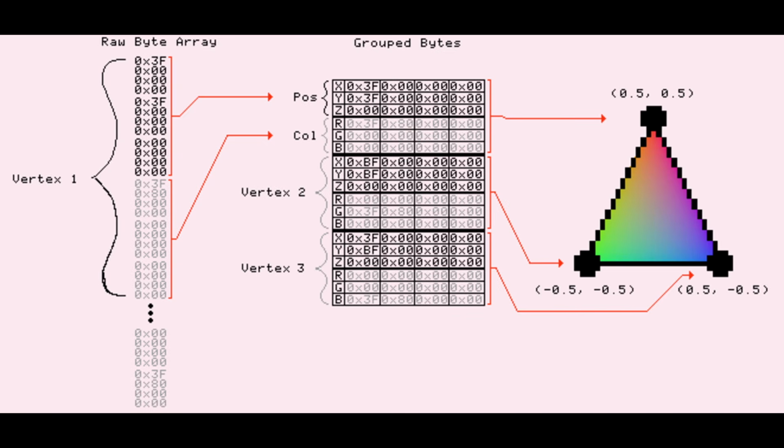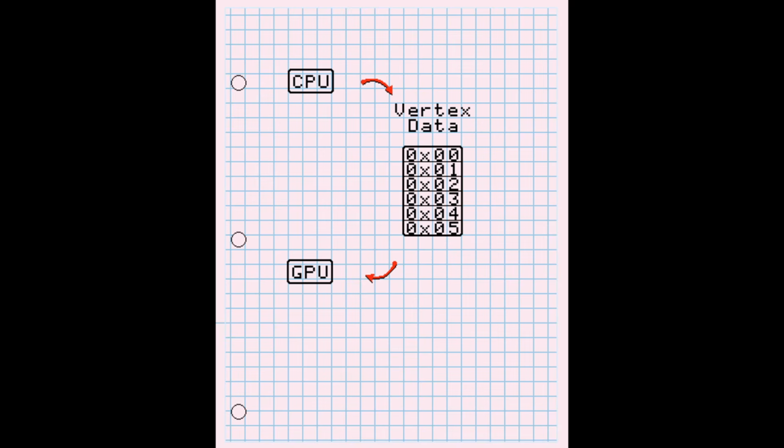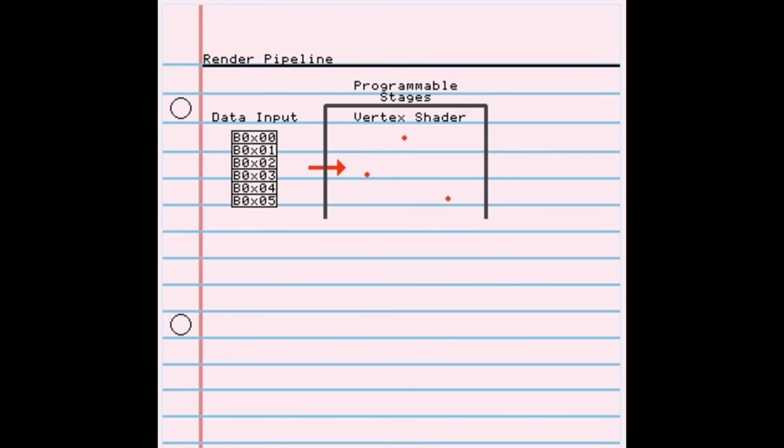The shape and amount of this data is arbitrary, but generally we would expect to pass an array of vertices that describe the vertex positioning, texturing, and normal vectors of a 3D model. All of this data is then passed to the graphics card as a byte array and sent to the first stage.